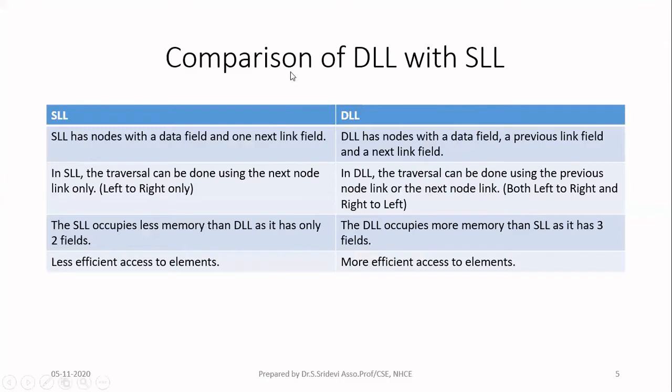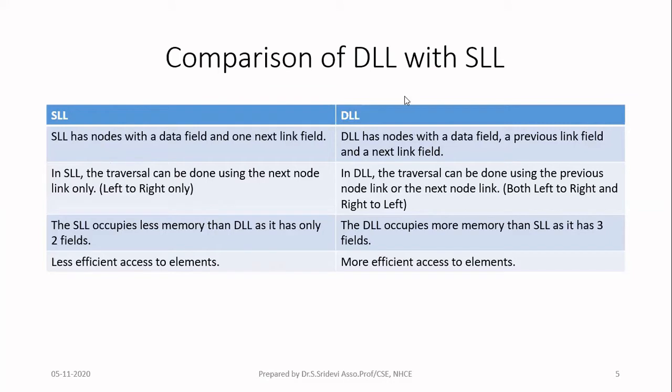Now, let us see the comparison of single linked list and doubly linked list. In case of a single linked list, every node has only two fields. One field is the data field, another is the next field. If you consider the doubly linked list, every node has three fields. One is the data field, then one previous link field, and then one next link field. And in case of a single linked list, you can travel the list only in one direction. Why it is possible in one direction is we have only one pointer. So you can travel the linked list starting from the left direction to the right direction only.